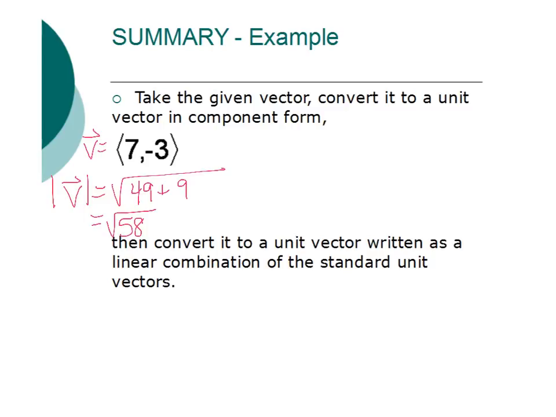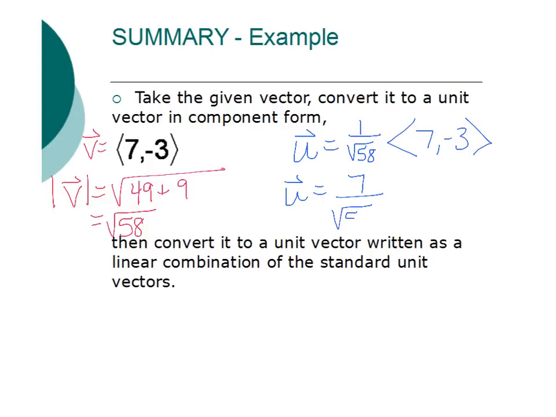If I want to write this vector, and instead of it being a vector v, it's now going to be a vector u, because it's going to be a unit vector. I'm going to take that 7 and that negative 3, and divide it, or we think of it as multiplying by 1 over that magnitude. It's going to look like this: 7 over the square root of 58, negative 3 over the square root of 58. That's the unit vector that is in the same direction as vector v, but now it's only going to be 1 unit long instead of the square root of 58 units long.